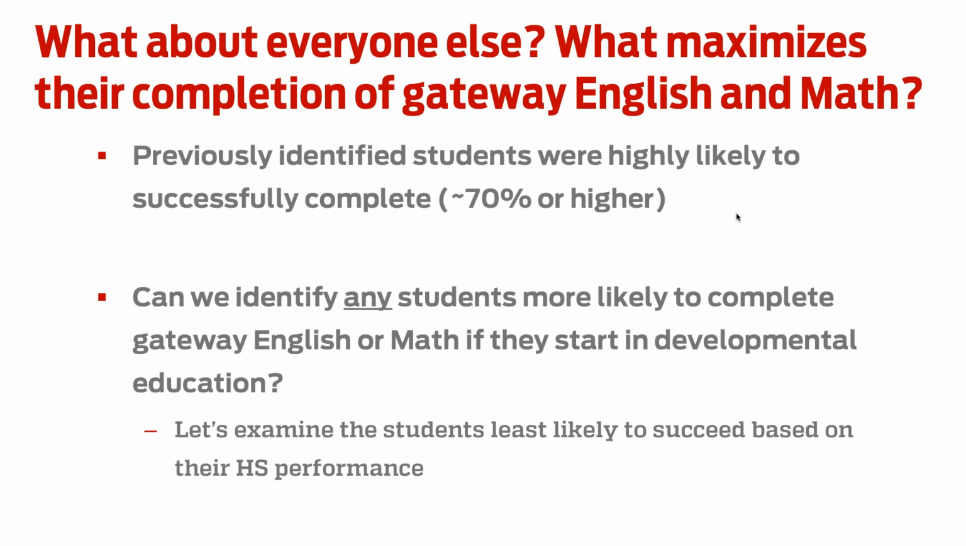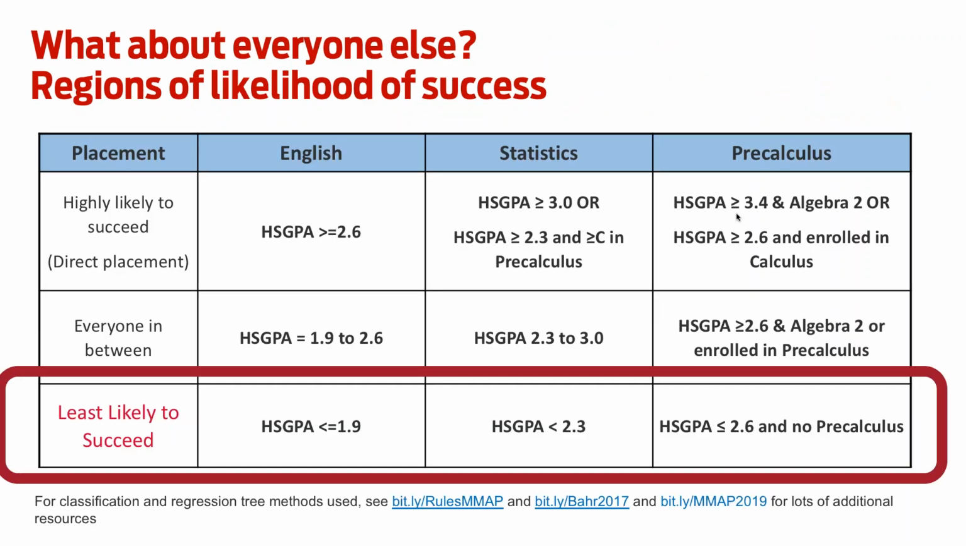So I'm going to go back to the slide I showed earlier for students who were placed indirectly and add a couple of additional bars to that to look at students who are the least likely to succeed in college based on their high school performance. So you can see that top bar is the same as before, right? The students highly likely to succeed that we've been arguing for direct placement, who were placed directly into English, statistics, and pre-calculus. But we can also then use that same analysis, and you can see the trees in the analysis at the links at the bottom to identify the students who have the lowest likelihood of success, right?